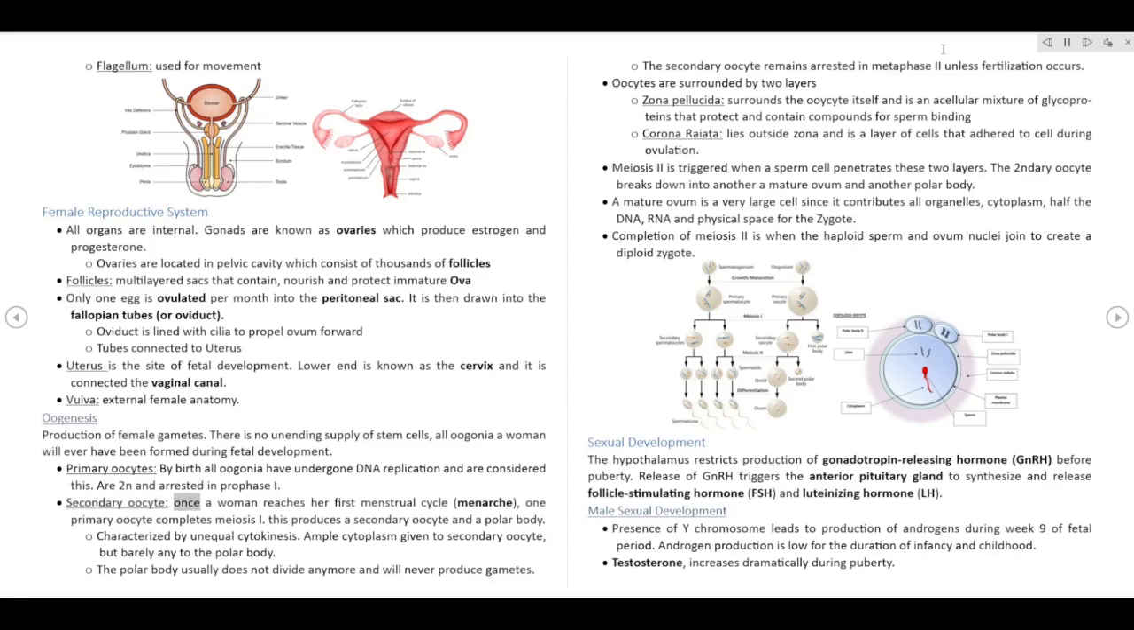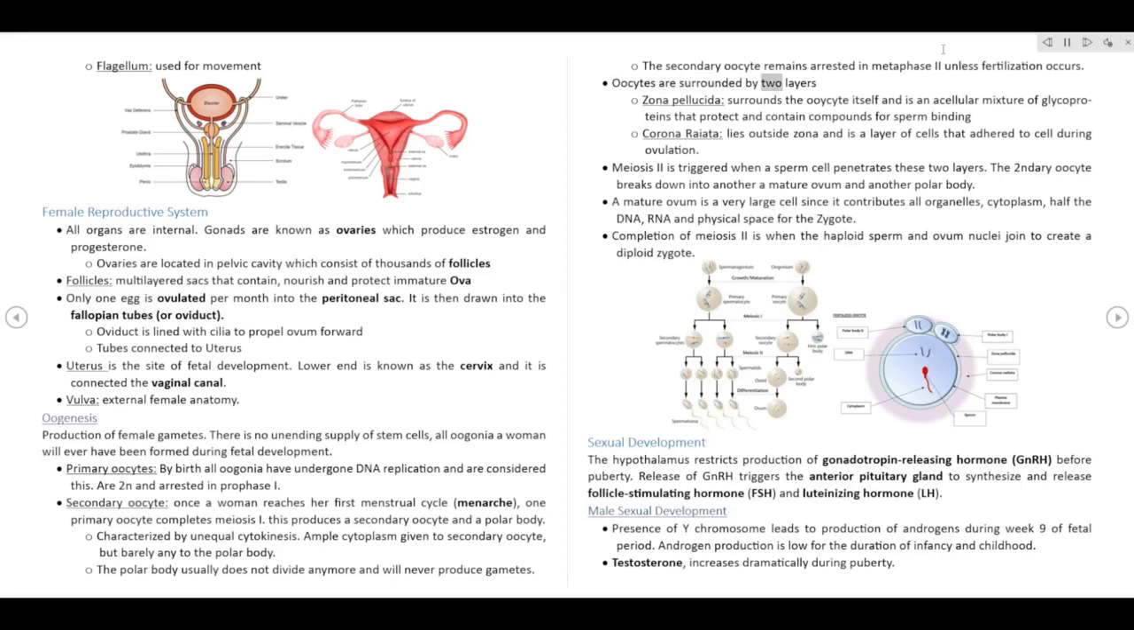Secondary oocyte. Once a woman reaches her first menstrual cycle, menarche, one primary oocyte completes meiosis I. This produces a secondary oocyte and a polar body, characterized by unequal cytokinesis. Ample cytoplasm is given to the secondary oocyte, but barely any to the polar body. The polar body usually does not divide anymore and will never produce gametes. The secondary oocyte remains arrested in metaphase II unless fertilization occurs.